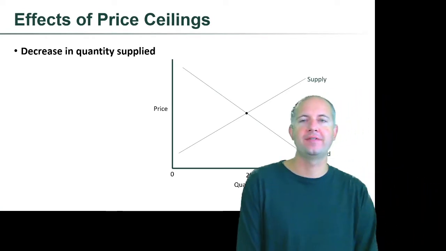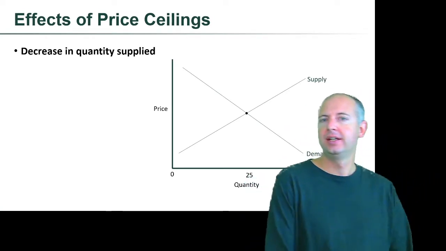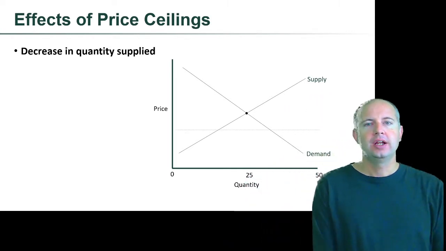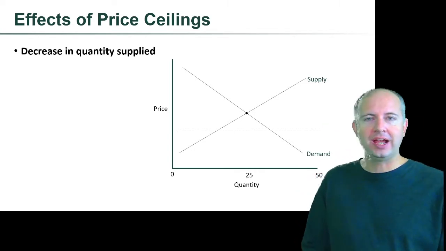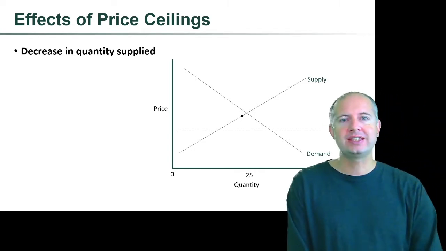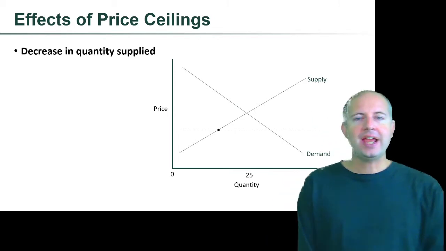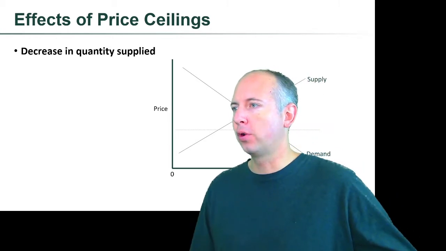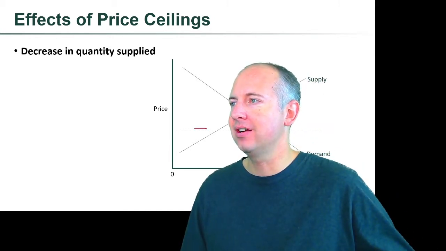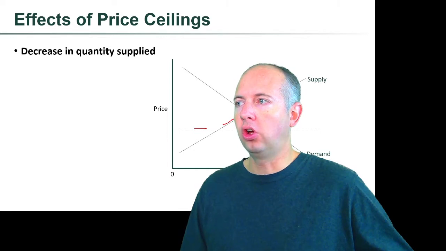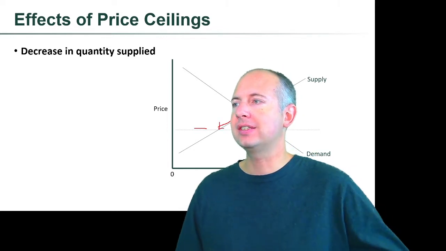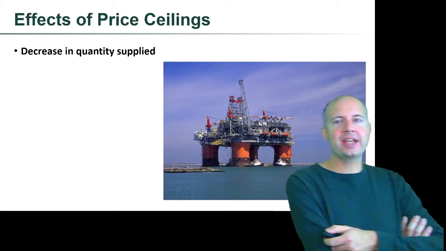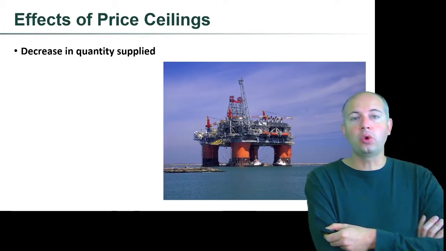So one effect we have is a decrease in quantity supplied. This is just a straightforward application of the law of supply. So if our equilibrium price wants to be where supply and demand intersect, if we set a price ceiling below that line, then what we're going to see is a decrease in quantity supplied. Again, it's a very straightforward application. If we set a price ceiling here, what that means is we get movement along the supply curve and our quantity supplied decreases. So you can think of it as if there's a price ceiling on oil, we're not going to see that huge oil derrick built.